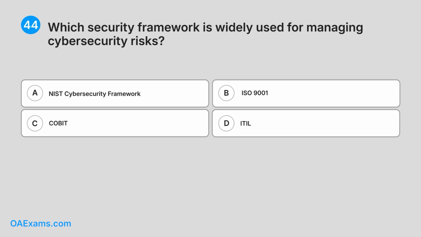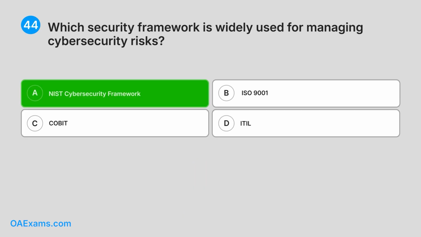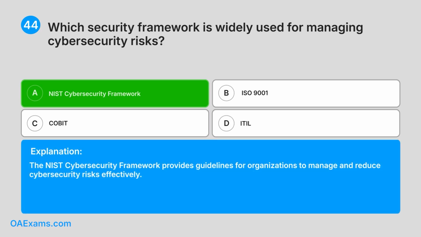Correct answer. A. NIST Cybersecurity Framework. Explanation. The NIST Cybersecurity Framework provides guidelines for organizations to manage and reduce cybersecurity risks effectively.